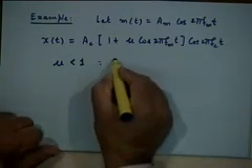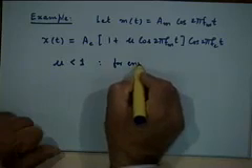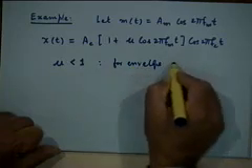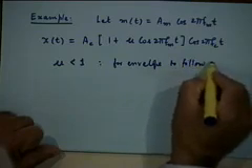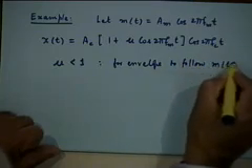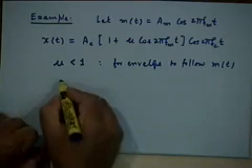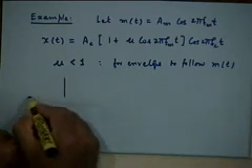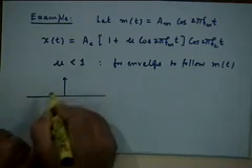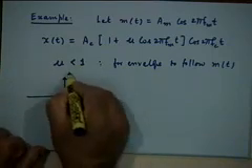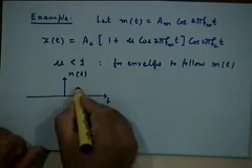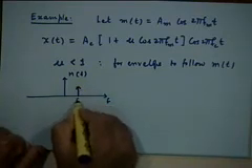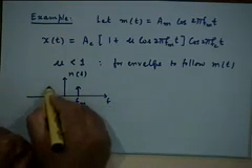So for the envelope to follow m of t, m of t here is this. What do these two signals look like in the frequency domain? What is the message spectrum like? Impulses at f sub m and minus f sub m.